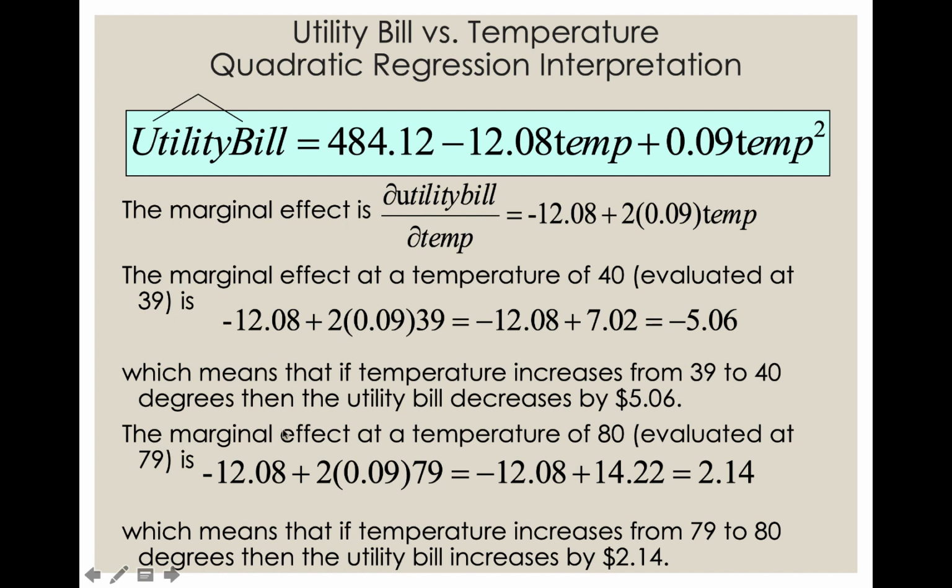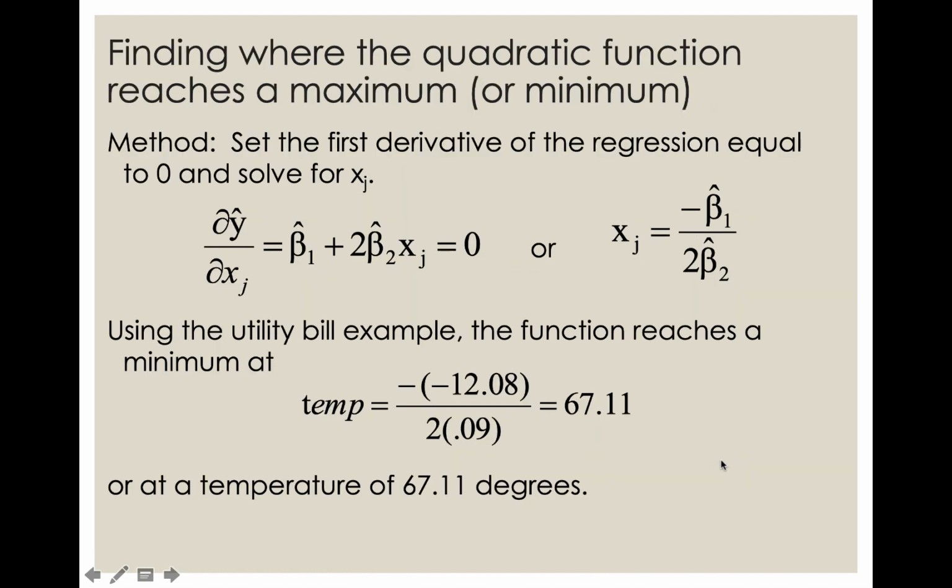And then let's look at a higher temperature, 80 degrees. If we go from 79 to 80, we'll put 79 here. And we can see that for an additional degree, the average utility bill is going to go up by $2.14. Again, the intuition here is when it's cold, you need the heat. So if it gets less cold, you're not going to run the heat as much. The opposite is the case if it's hot. If it's hot, then you're going to run the AC and your utility bill will increase.